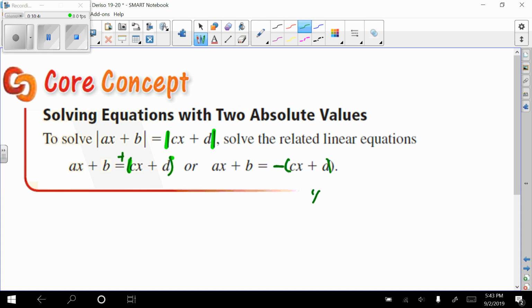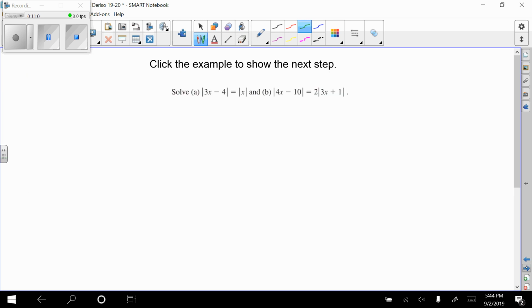So I want you to put a little asterisk, and I want you to say check your solutions. Now, I'm not going to explain in detail yet why you have to do that. You end up getting extraneous roots, which we're going to cover tomorrow. All right, in your notes, all you have is letter B. So let's just do letter B together.